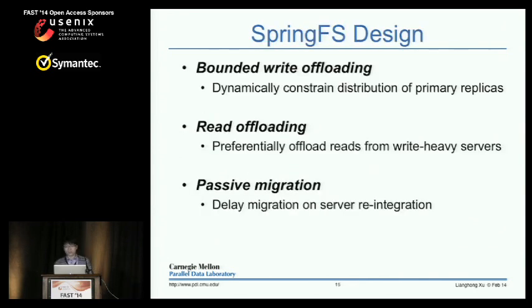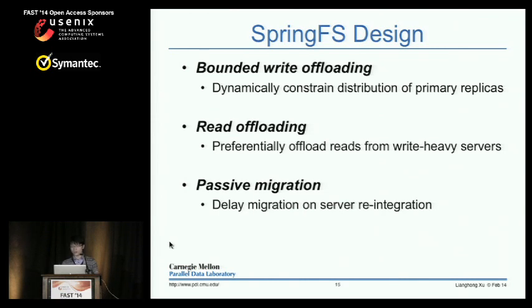The SpringFS design mainly consists of three techniques. With bounded write offloading during writes, SpringFS will constrain the distribution of primary replicas in a dynamic way as workload varies. With read offloading, the system preferentially offloads read from write-heavy servers so that the need for write offloading is reduced. With passive migration, SpringFS delays part of the migration work when servers are reintegrated, in the hope that the delayed work can be replaced by future writes.